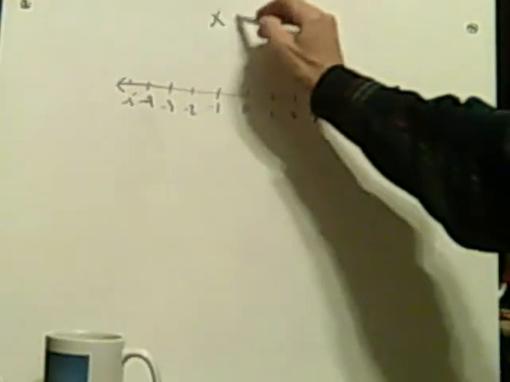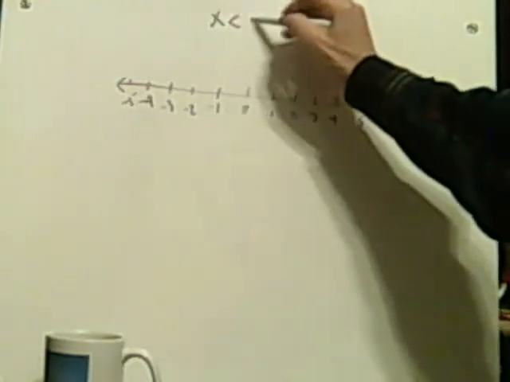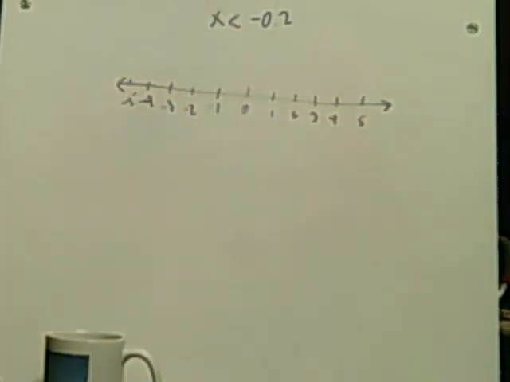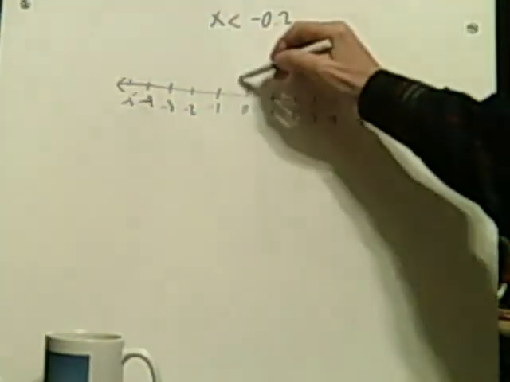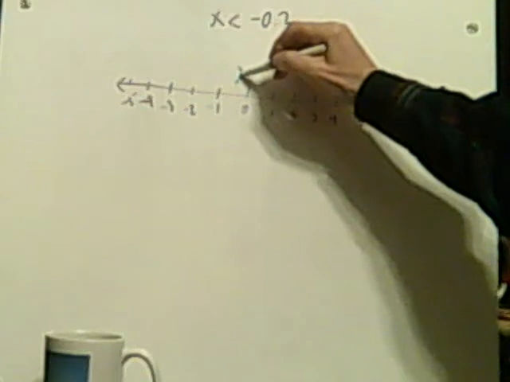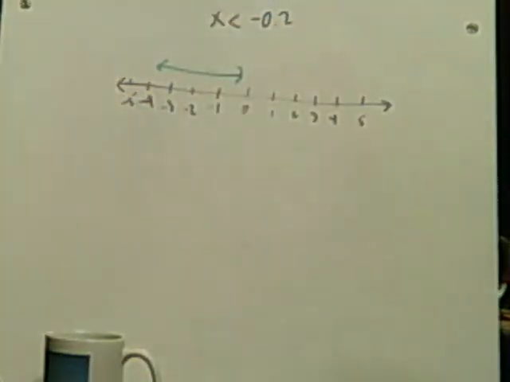Now this next one is going to be x such that x is less than -0.2. Okay, -0.2 is around here. We're going to have the curved line, and it's going to be less than, so that goes to the left. Less than goes to the left on the number line. I'll just use the green.